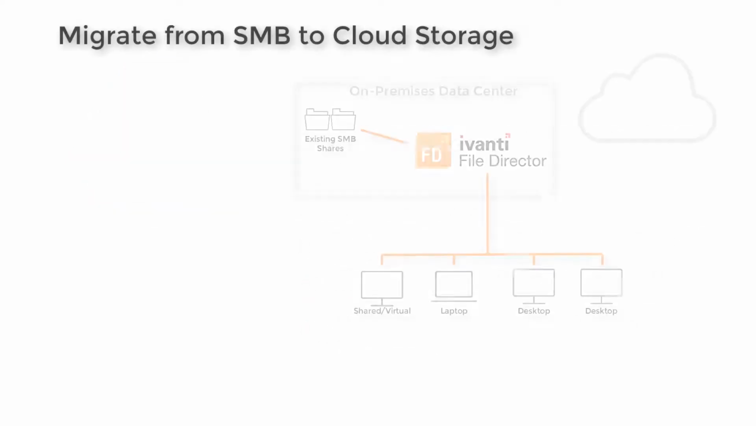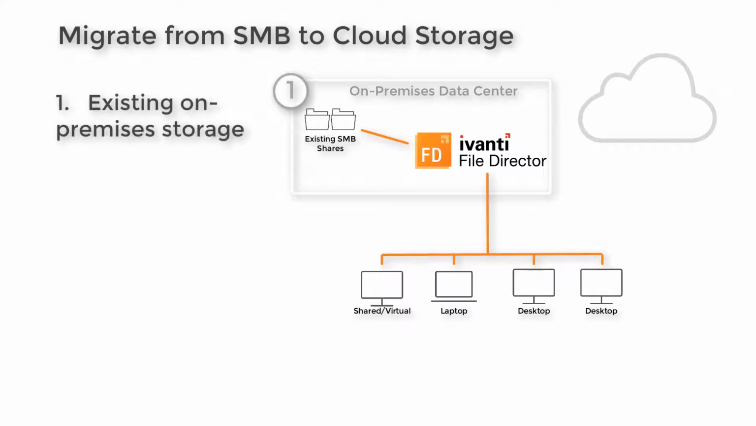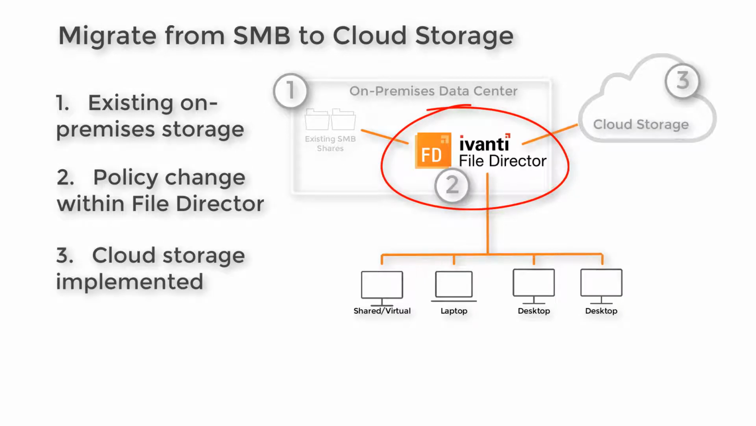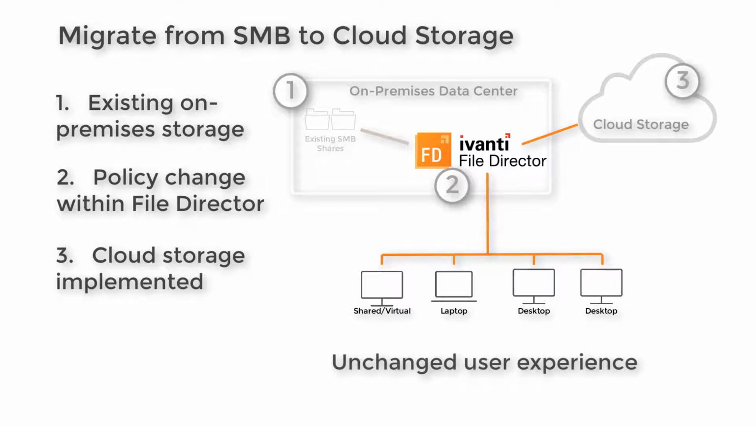If planning to migrate user files from SMB to cloud storage, FileDirector can help enable huge savings in infrastructure, storage and maintenance costs. The migration from on-premise to cloud storage is achieved via policy changes within FileDirector. At every step of the migration, user data is synced to the cloud and remains fully available across all user devices, whilst the user experience remains unchanged.